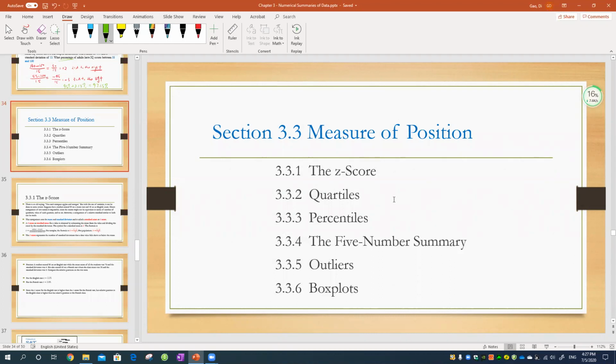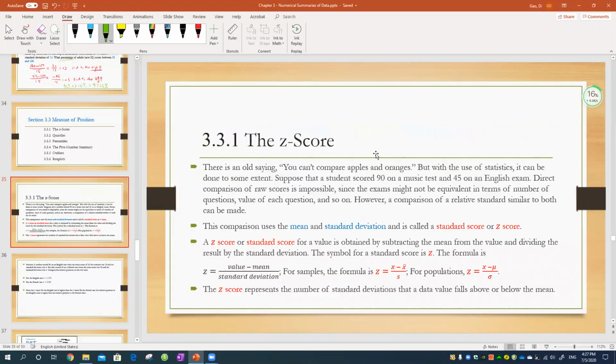Hello everyone, welcome back. So now let's talk about section 3.3, measure of position. We have 6 parts for this section. Part 1, the z-score, part 2, quartiles, part 3, percentiles, part 4, the 5-number summary, part 5, outliers, and then part 6, which is box plots. So now let's start with part 1, the z-score.